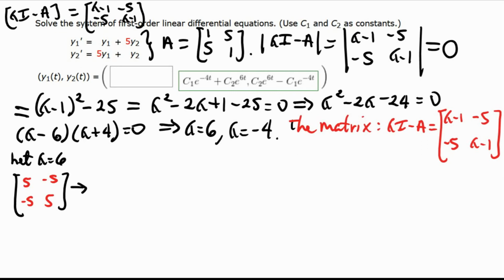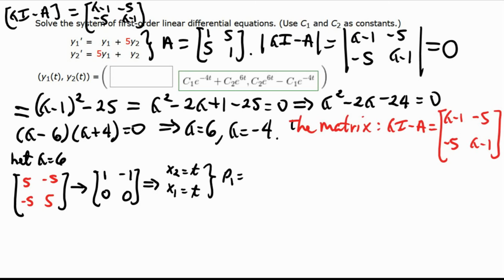Now reduce that. So in row reduction, this becomes a 1, -1, 0, 0. That implies that x sub 2 is equal to t, and x sub 1 minus x sub 2, or x sub 1 minus t is equal to 0, so x sub 1 is equal to t. So the eigenvector becomes 1 and 1.